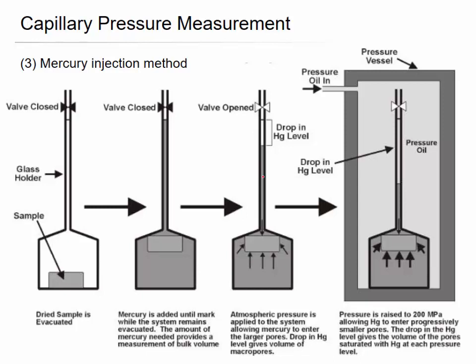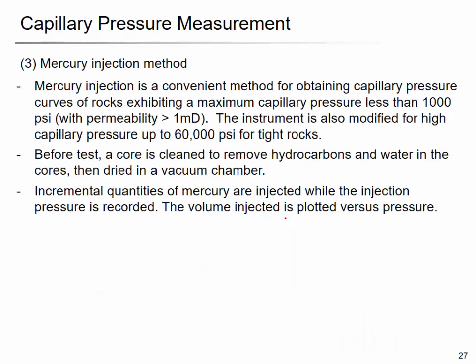And when you increase the pressure, the mercury will start to invade into the rock core, and you measure the volume of the mercury injected with the pressure. So it's the same concept, but you use the mercury as a non-wetting fluid. Mercury injection method is a convenient method for obtaining capillary pressure curve of rock exhibiting a maximum capillary pressure less than 1000 psi. And it can be modified for the high capillary pressure up to 60,000 psi.